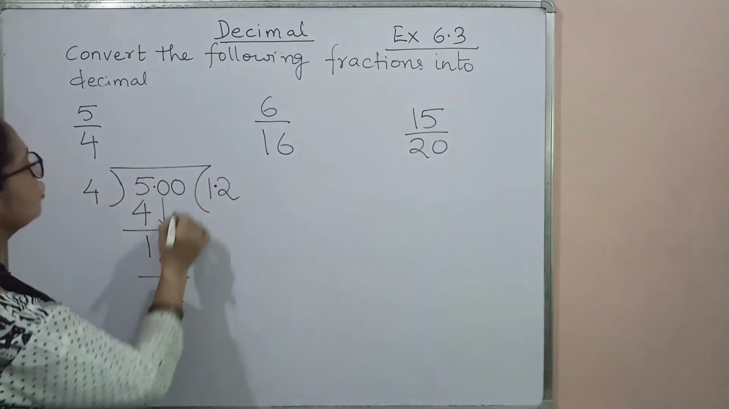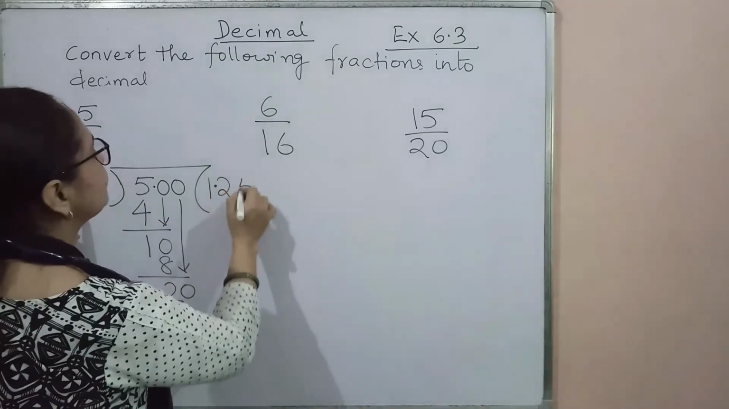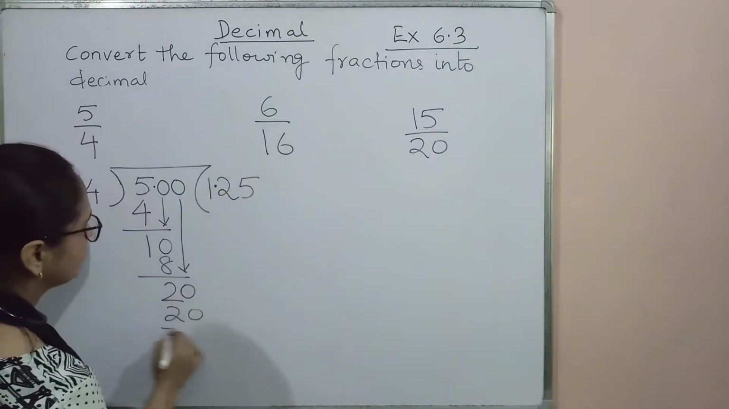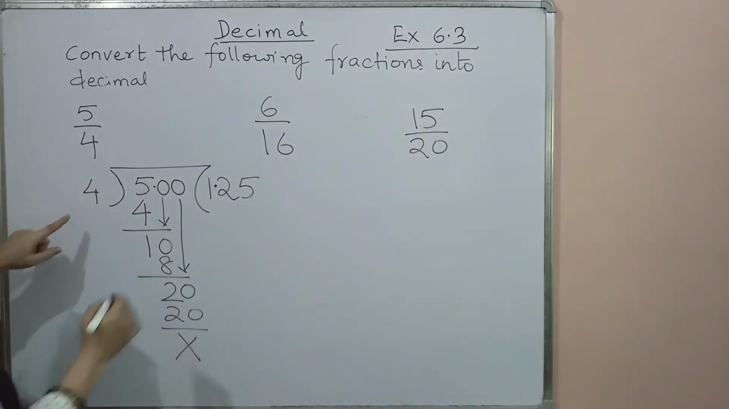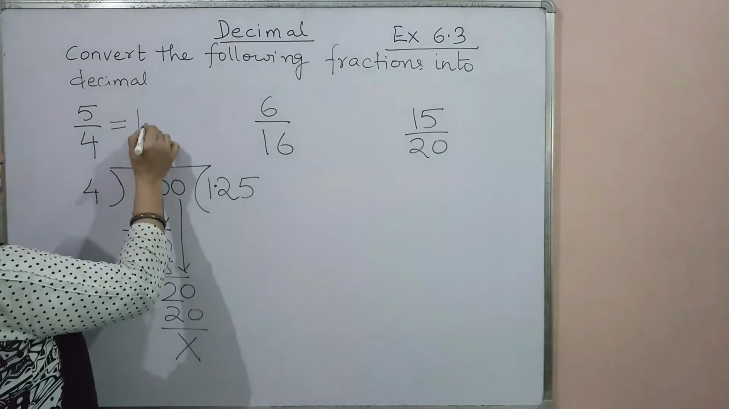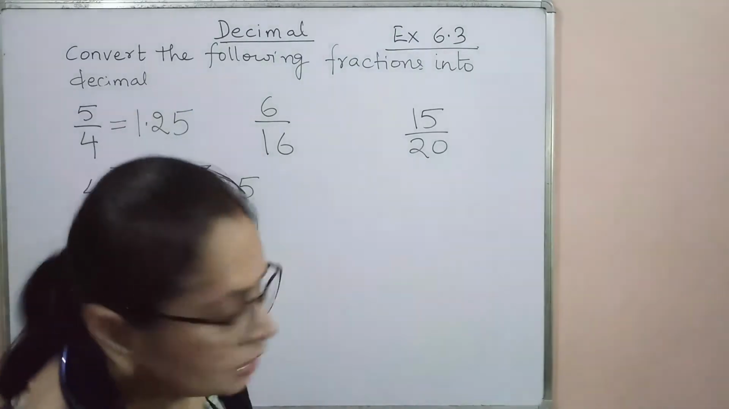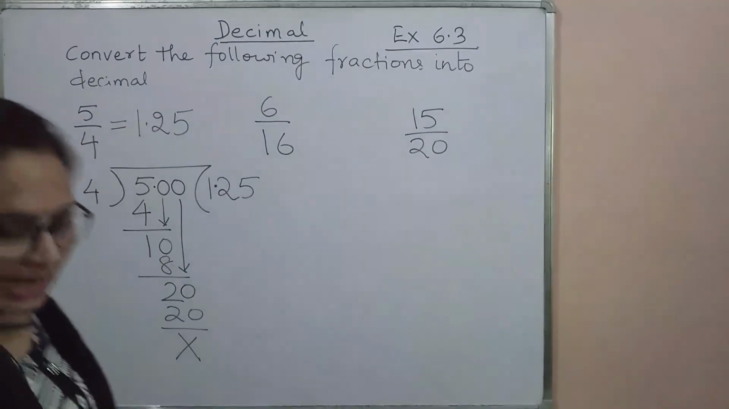The remainder is 2. Now we take 0. 4 5s are 20. So it is 0. That means what is 5 by 4? 5 by 4 is 1.25. Right? Now let us do another question.